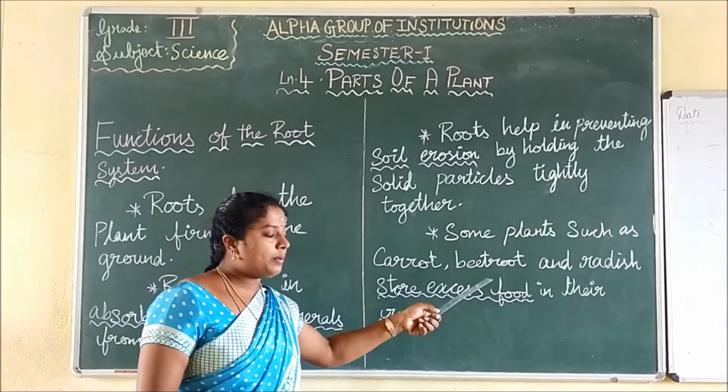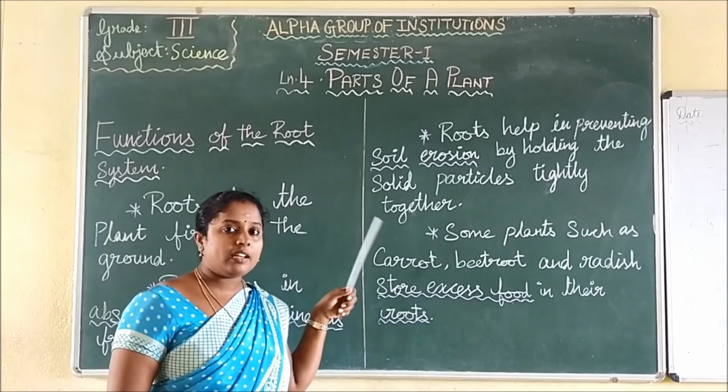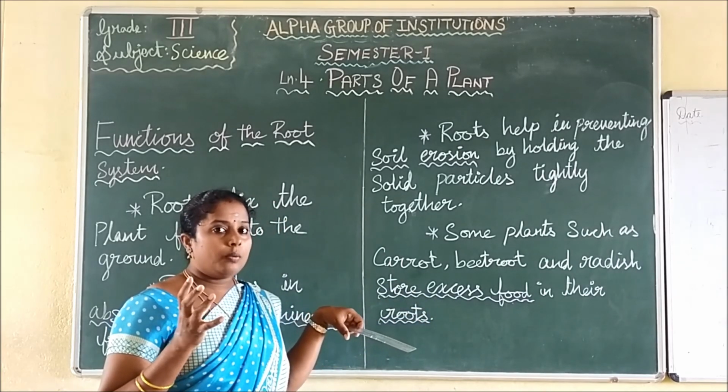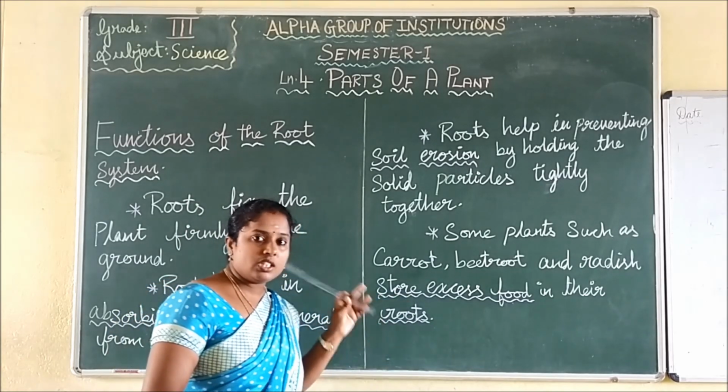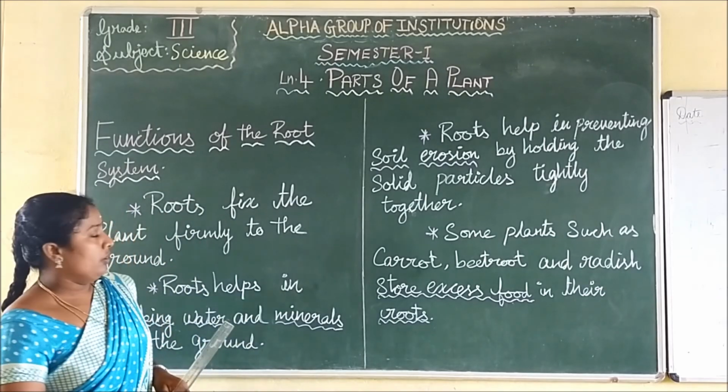So these are the examples where the plant will store the excess of food in the roots. So carrot, beetroot and radish. So these are the functions of root.